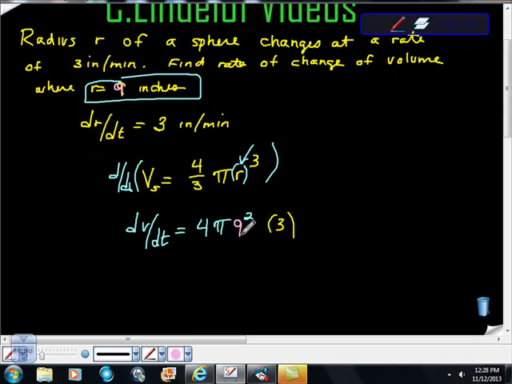by doing 4 times 9 times 3. Remember, we have order of operations going on here. But if we do 4 times 81 times 3, I think we get 972 pi. And remember, we're asked for volume, so that would be inches cubed per second. Are we in seconds? Per minute, right? Per minute. Just make sure that your units of time match also.